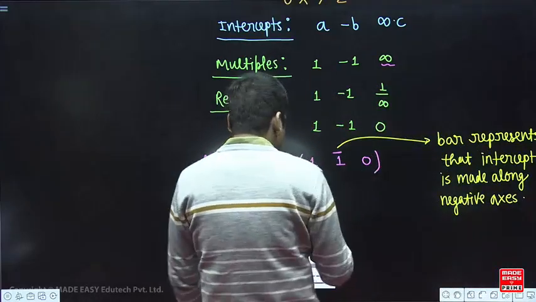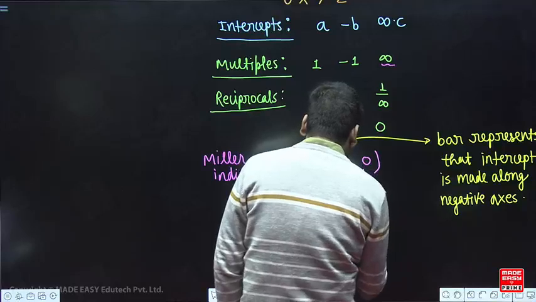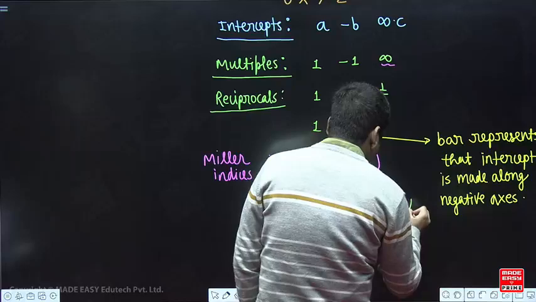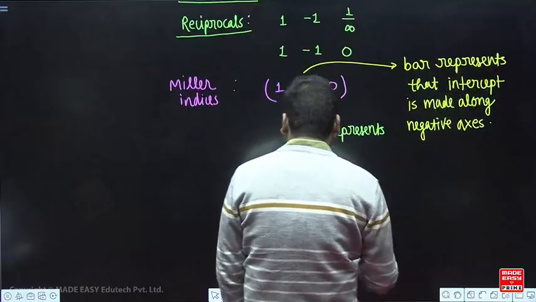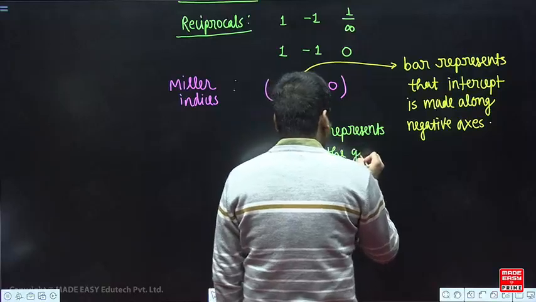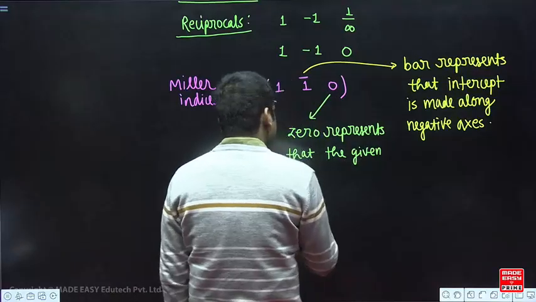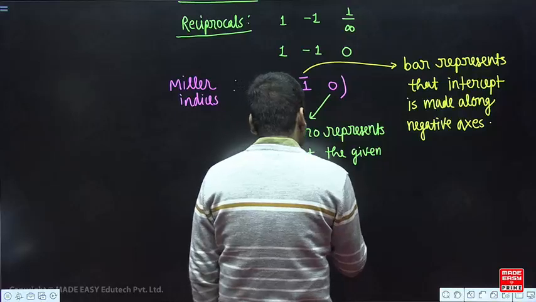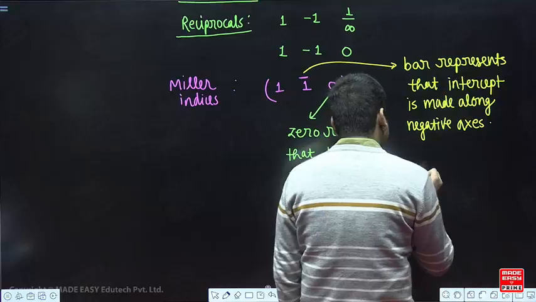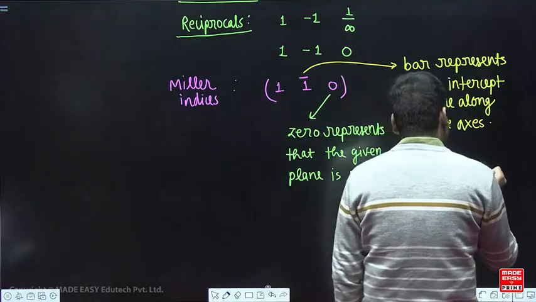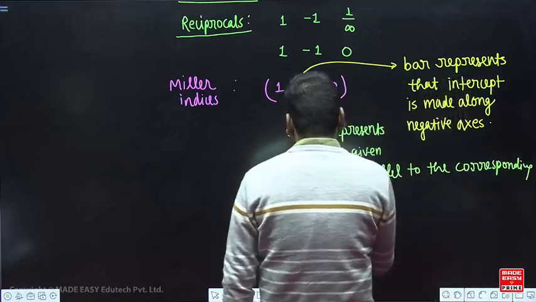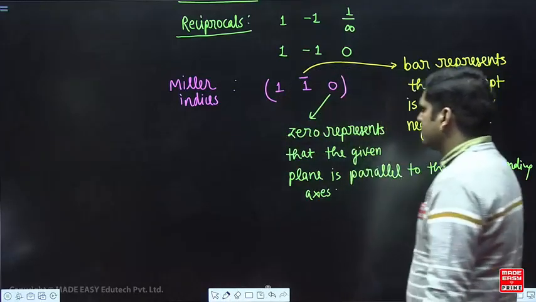So you can write it here. 0 represents that the given plane is parallel to the corresponding axis. The given plane is parallel to the corresponding axis. Please note down this.